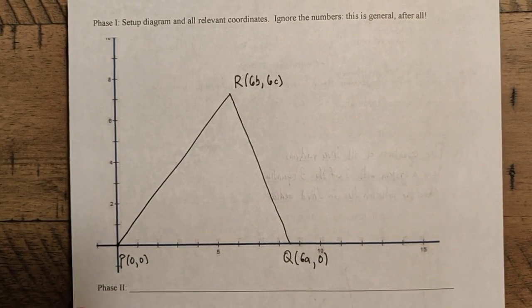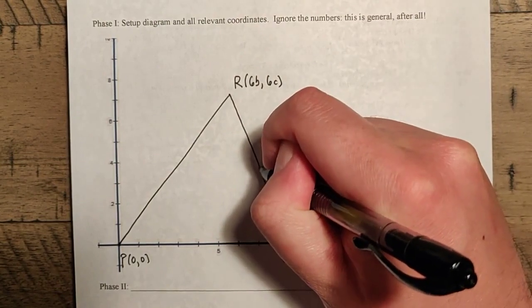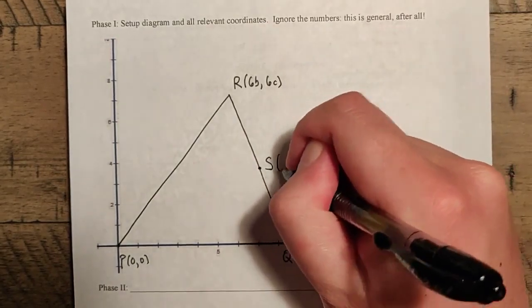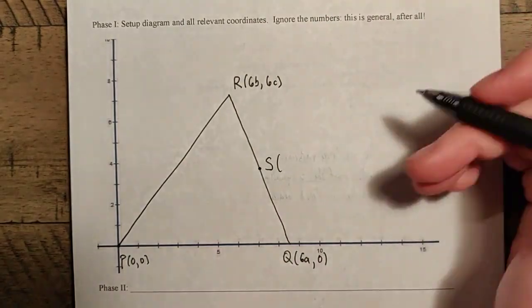Remember, with medians, we need midpoints. So I'm going to go ahead and sketch all the medians here. Let me call this point here S. That's the midpoint of RQ. Remember, it's always halfway in between, so it's half the sum of these things. So it's going to be 6A plus 6B divided by 2.